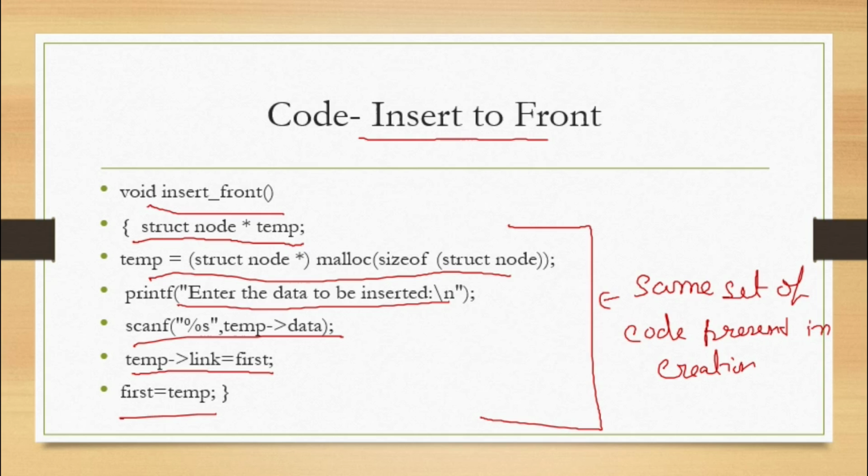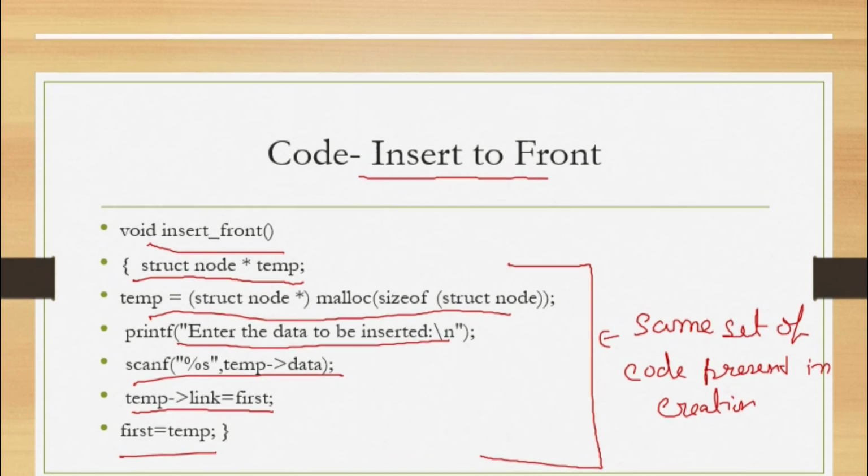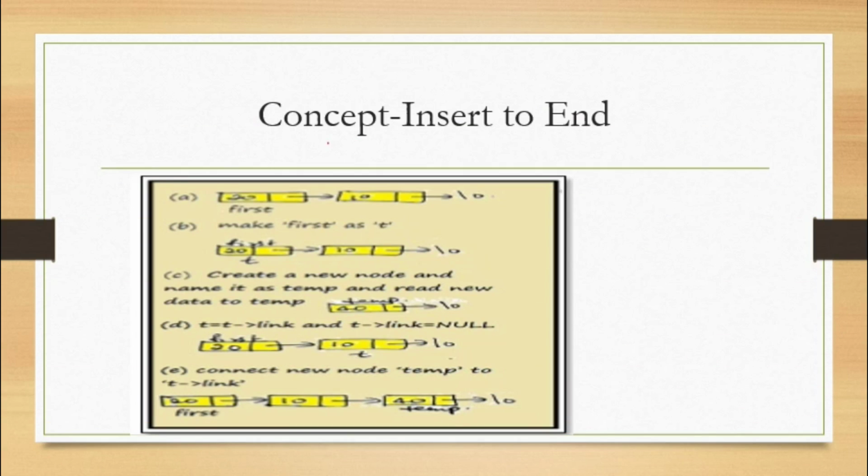Now let us see inserting at the end. Whenever we insert at the end, we are having one linked list here. It has two data, 20 and 10, and first is pointing to the beginning of the linked list.